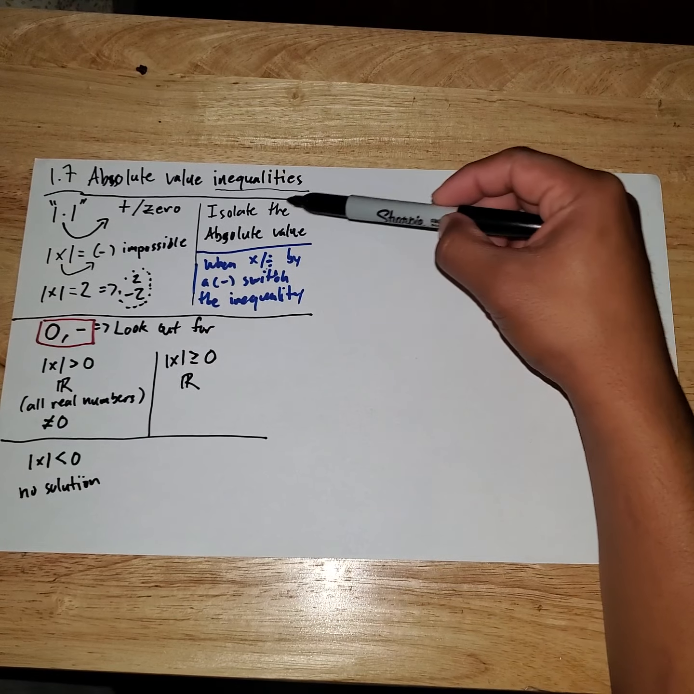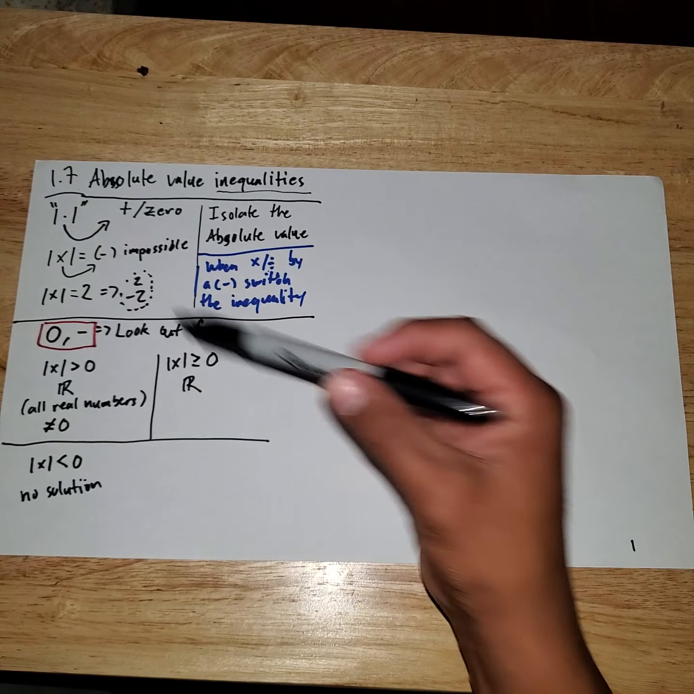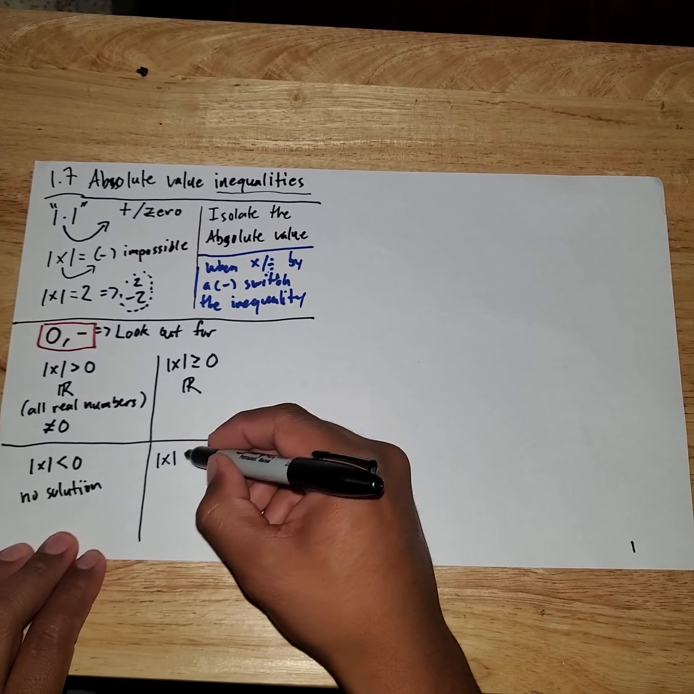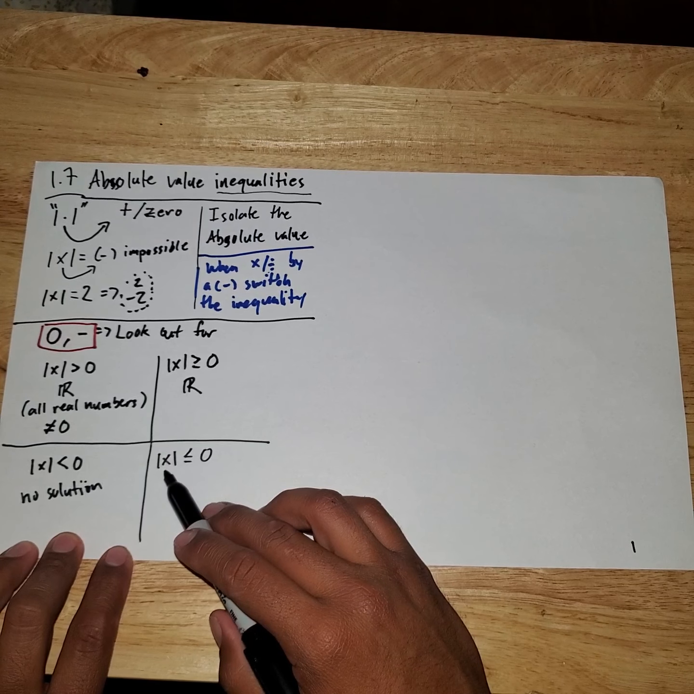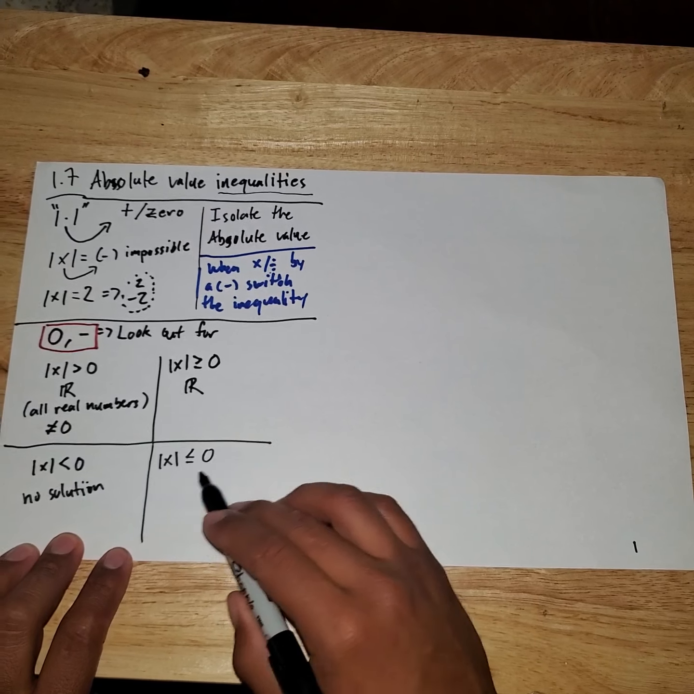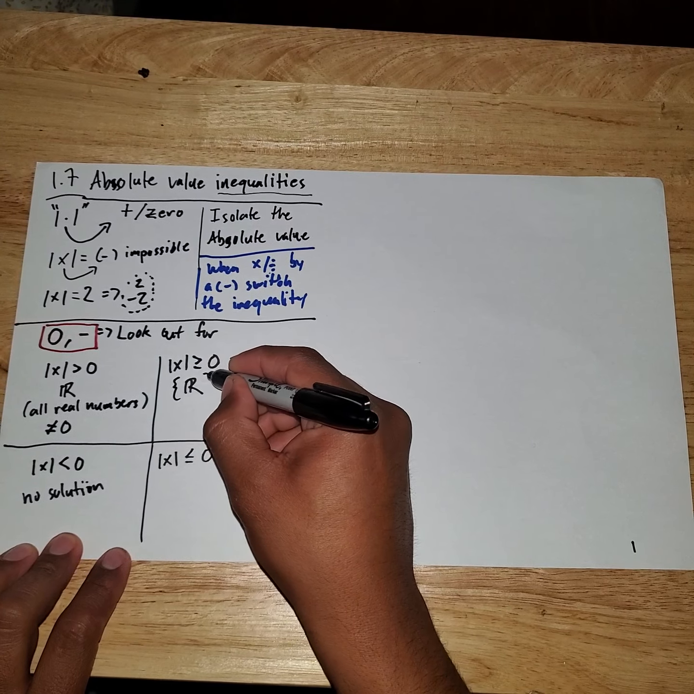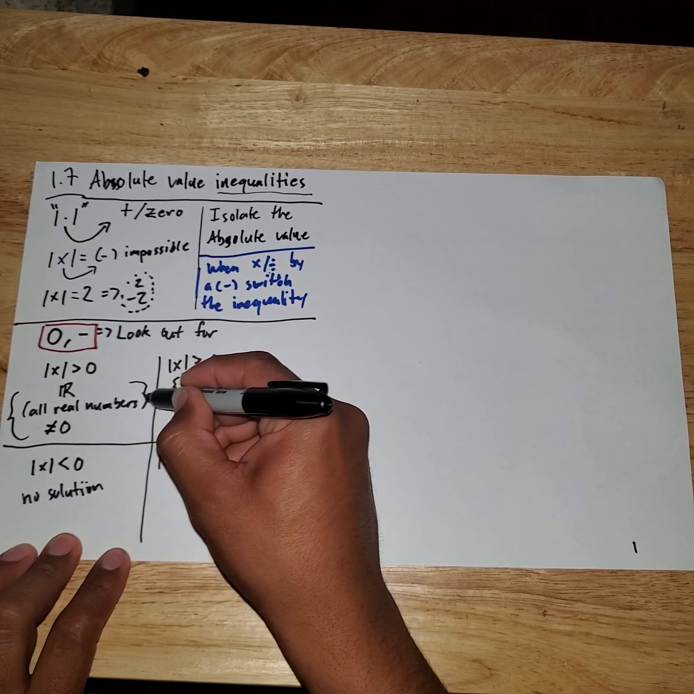Remember, this is after you're done isolating the absolute value. You want to watch out for 0. And then there's this situation: the absolute value of x is less than or equal to 0. And the only solution here, so this would be your solution set. This whole thing would be your solution set here.